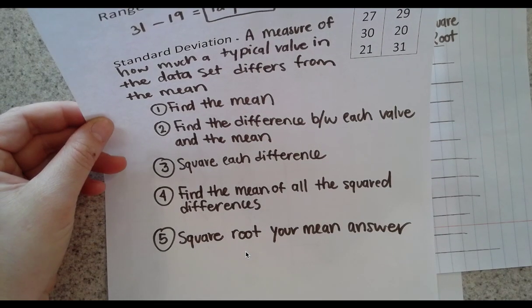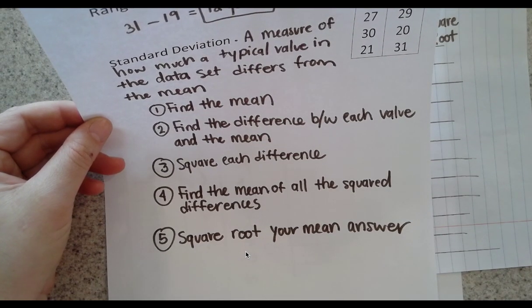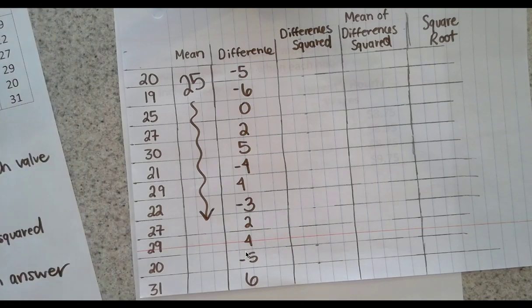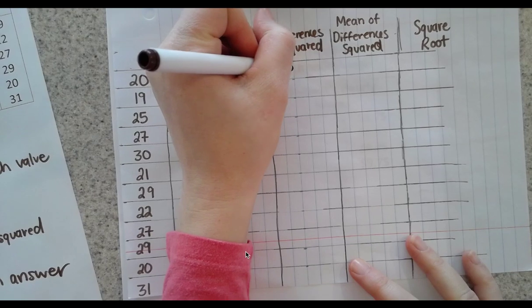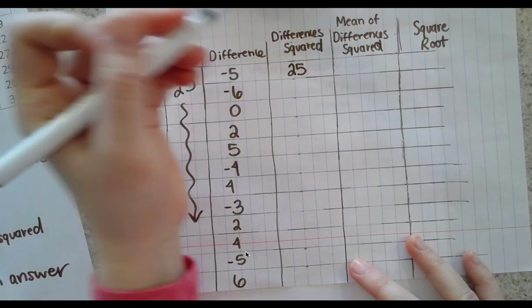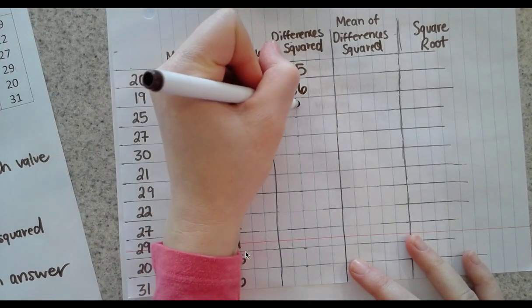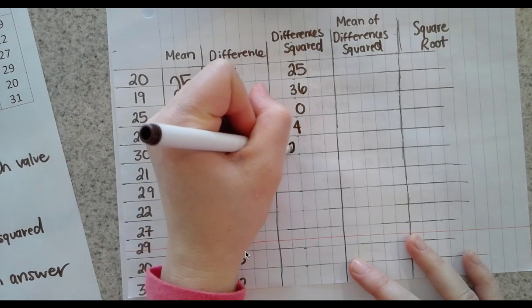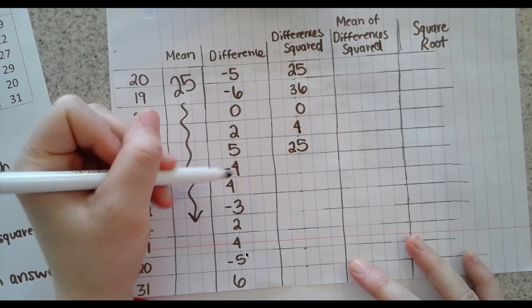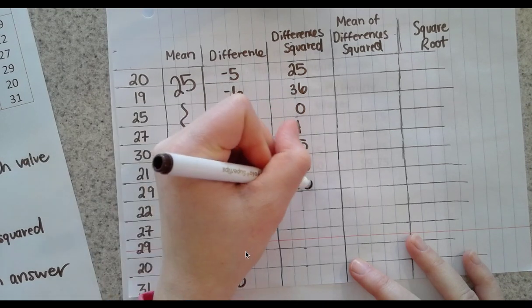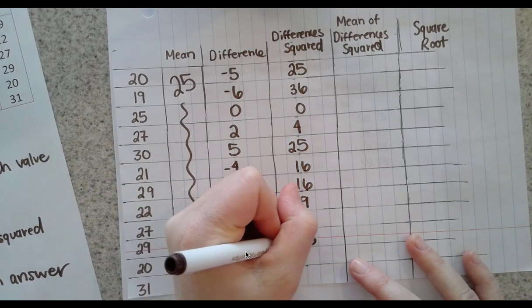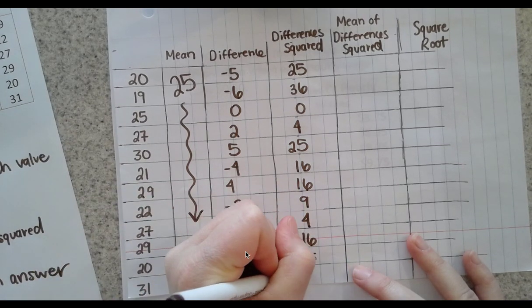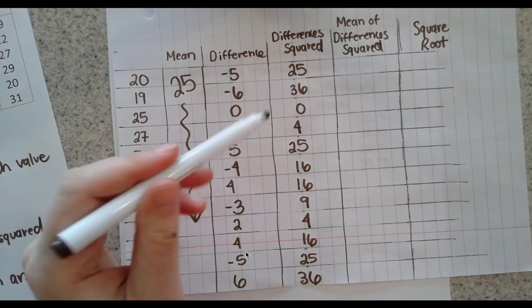Step 3 is to square each difference, or raise each difference to the second power. So now I'm going to do that. -5 to the second power is 25. -6 squared is 36. 0 squared is 0. 2 squared is 4. 5 squared is 25. -4 squared is 16. 4 squared is 16. And then just continuing to square each value in my table gives me this list here.